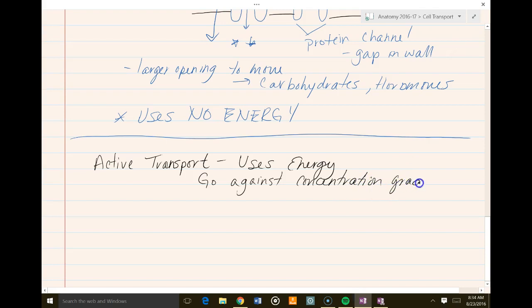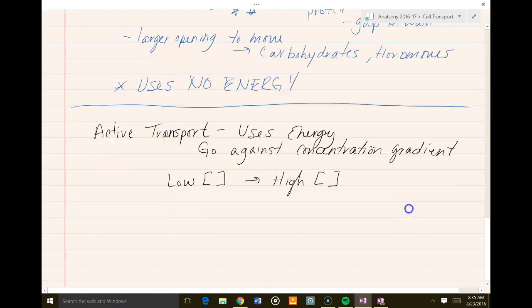So that's not to mean that there aren't cases where you're going with the concentration gradient from high to low, right? But if you're, say, moving something really, really big, which we'll talk about, but if you're moving from a high to a low concentration, you're probably using passive transport. You're letting nature do its thing where it's trying to balance it out. Active transport, you're going against. So you're oftentimes moving from a low concentration to a high concentration. Again, not always, but most of the time.